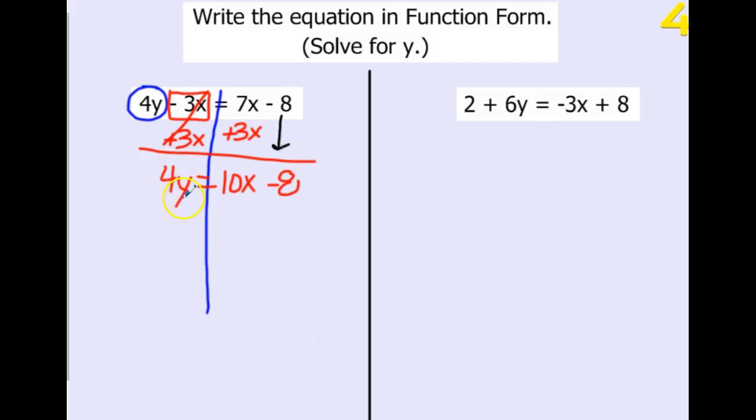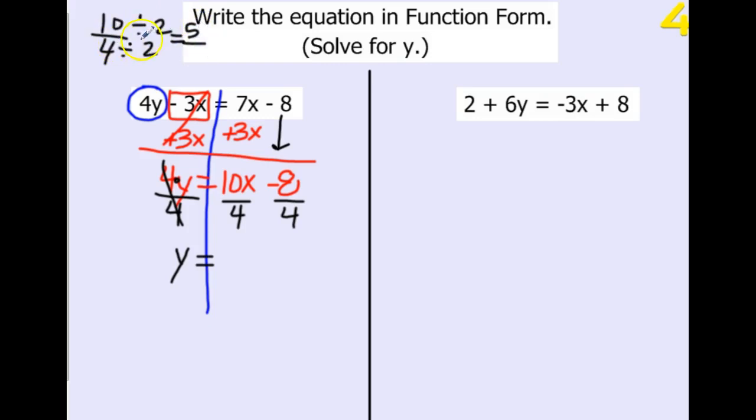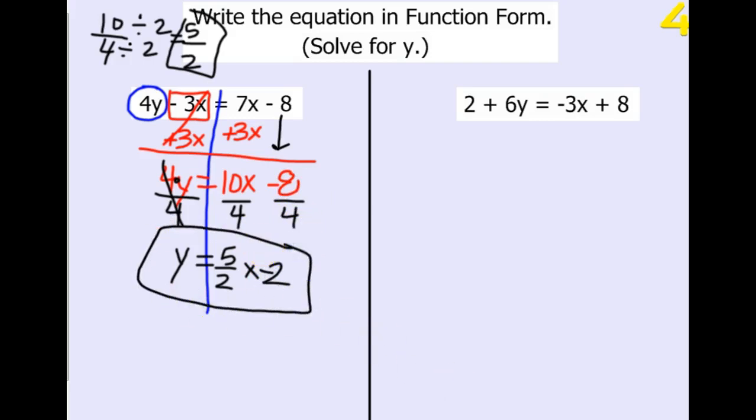And then we want to get the 4 or the y by itself. So the opposite of multiply is divide. Now this one is a little bit different because 10 divided by 4 is not going to be a nice number. However, we can simplify 10 over 4. We can divide them both by 2. 10 divided by 2 is 5. 4 divided by 2 is 2. So we can just leave that as 5 over 2x. Always just leave it as a fraction if it's with the x. Don't convert it to a decimal. And then minus 8 divided by 4, which is 2. That is our answer.